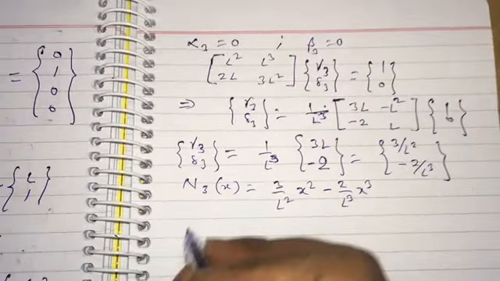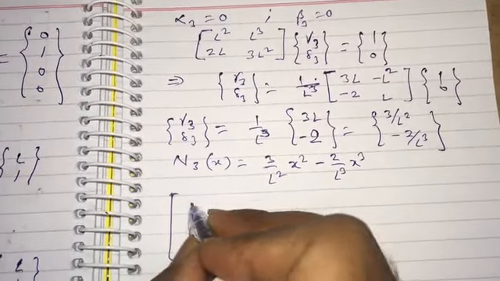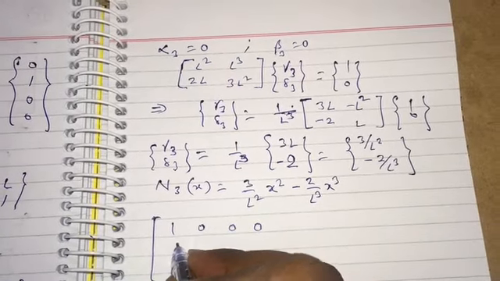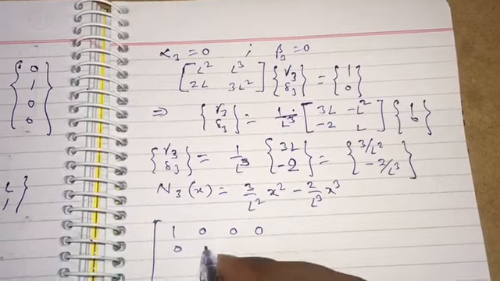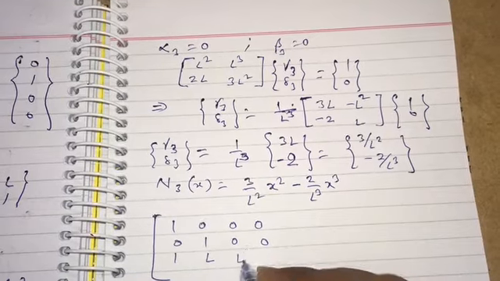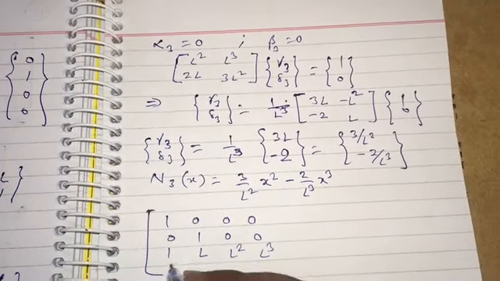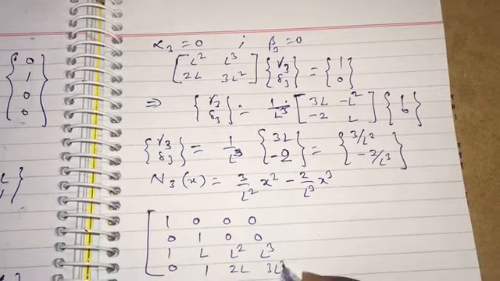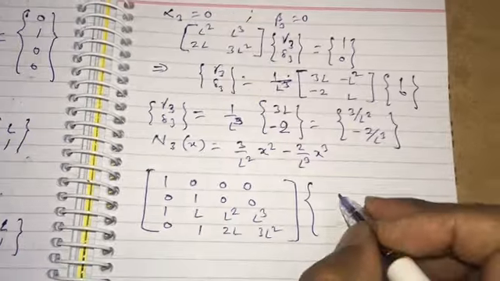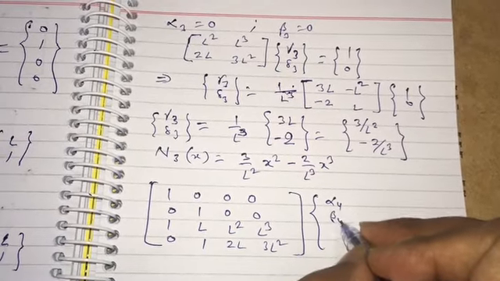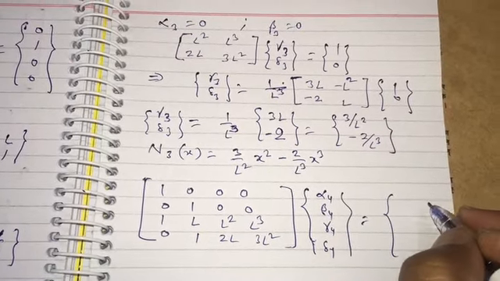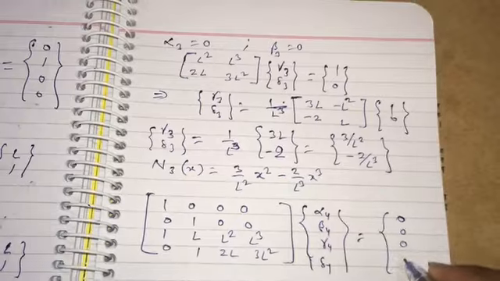Now N4, in order to find out, we have to write the equation again. So this becomes 1 0 0 0, then 0 0 1 0 0, then 1 L L square L cube, then 0 1 2L 3L square. Okay, and multiply it with alpha 4, beta 4, gamma 4, delta 4, and everything has to be equal to here 0 0 0 1.